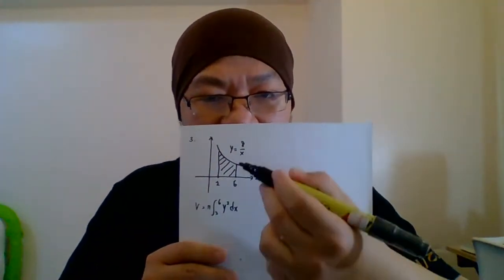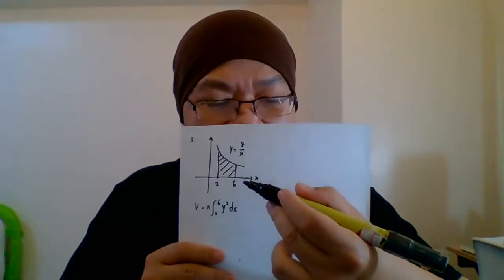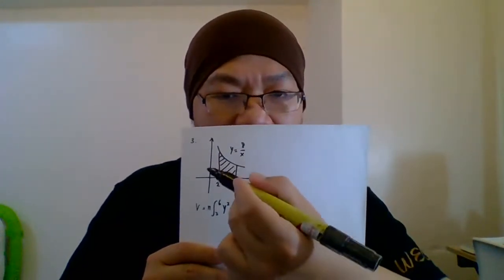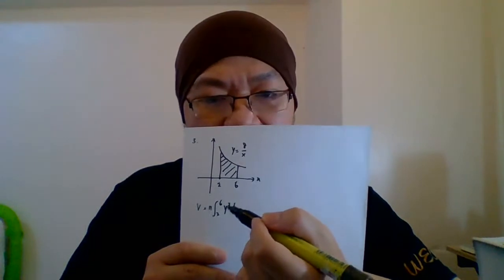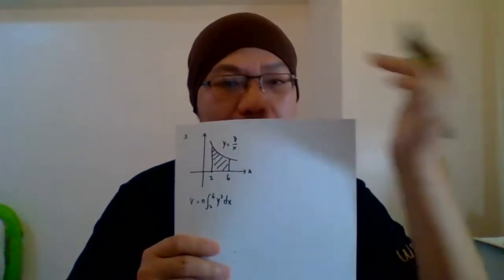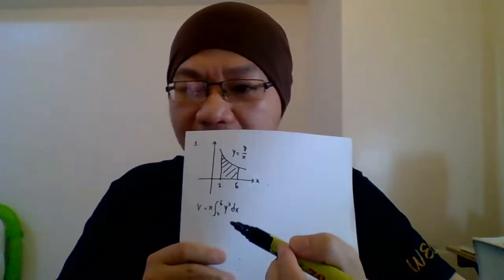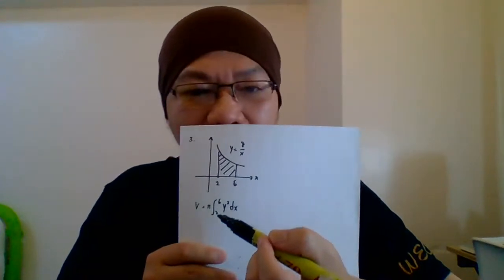Why I'm using dx? Because against x-axis. If the shaded against y-axis, so we must use dy at the back, okay? So now, do you have a problem, guys? Supposed to be no problem, right?